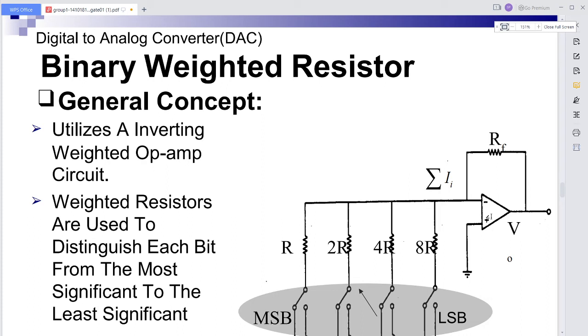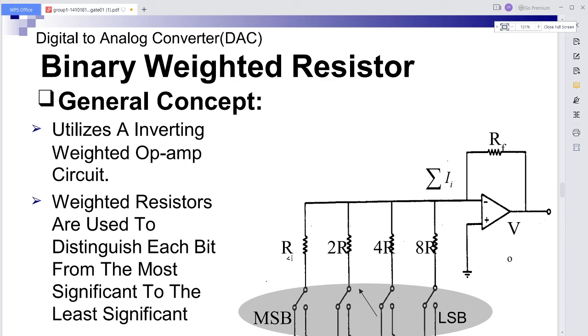We know that an operational amplifier can be used for mathematical operations such as addition, subtraction, integration, differentiation and comparison, and because it performs these mathematical operations we call it an operational amplifier. Now this operational amplifier is used as a summing amplifier with the binary weighted resistors. See this one, why do we call it a binary weighted resistor?